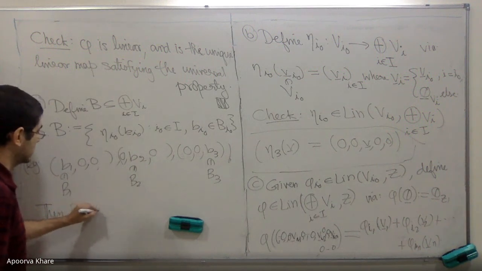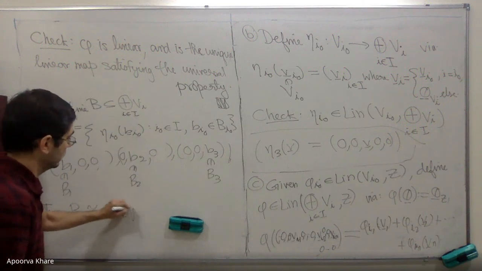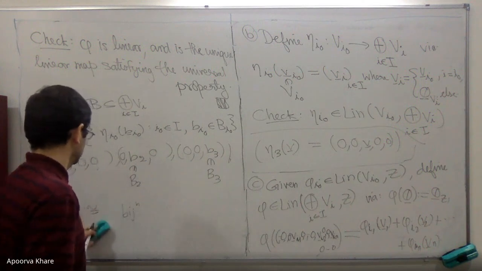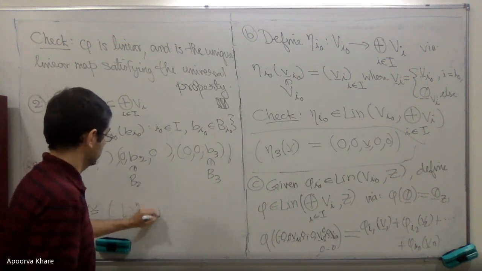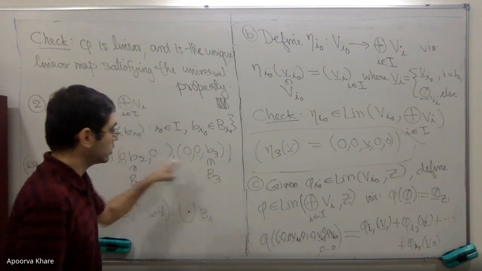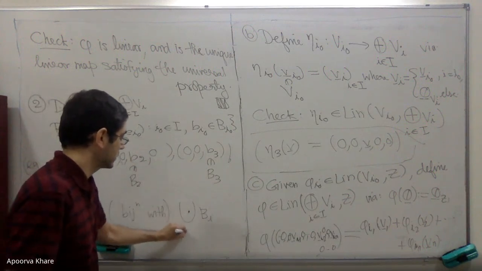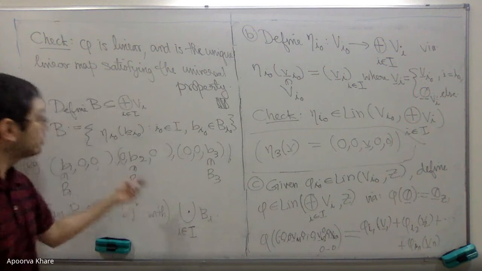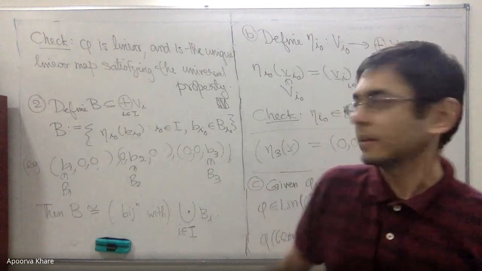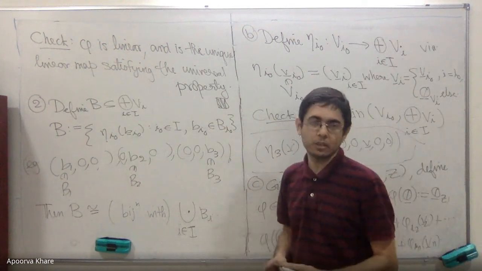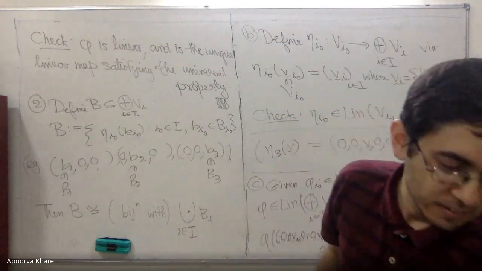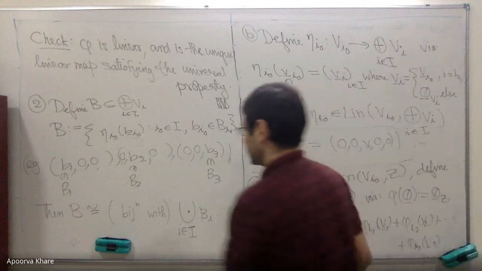So I'll just say isomorphism or bijection with the disjoint union of the V_i, because they each occur in the ith position, which are distinct positions. Okay, and now the claim is this B is a basis of the direct sum, and therefore the direct sum has a basis in bijection with the coproduct of the V_i. That's what it's saying, right? So, okay, that's the claim.